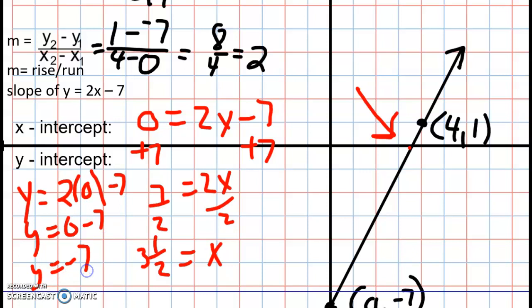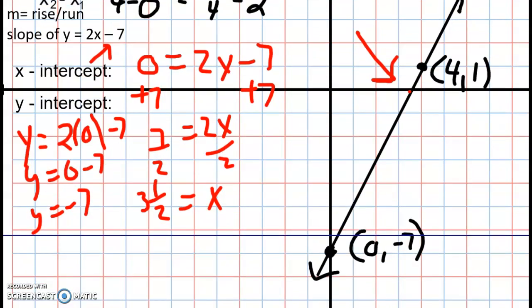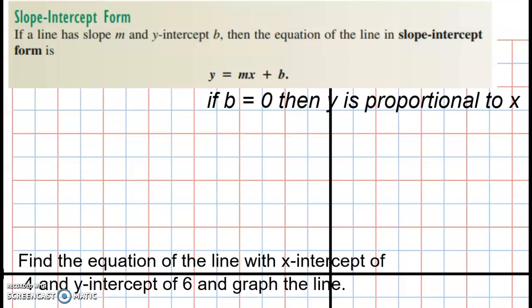But again, the y-intercept is easy to see when you're in slope-intercept form, which we're going to get to here. It's right there, -7. Okay, and I can again see on my graph that my x-intercept is (3.5, 0) and my y-intercept is (0, -7). Those are important points on a graph.